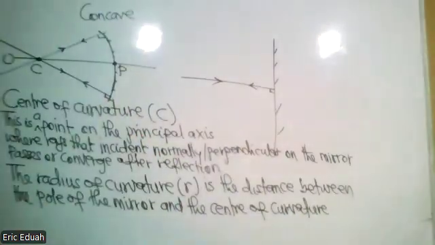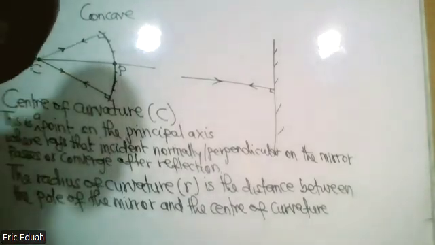So C is a point. Center of curvature is a point, whereas R is a distance, just as capital F is a point and small f is a distance.